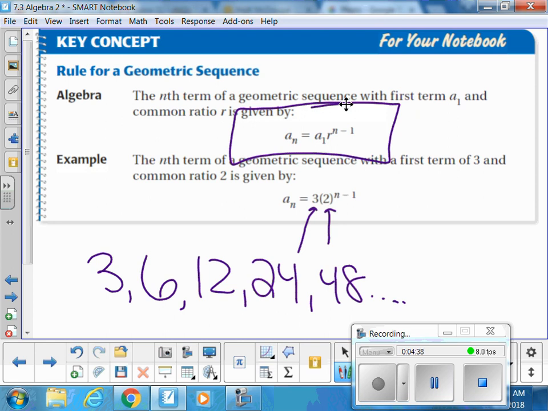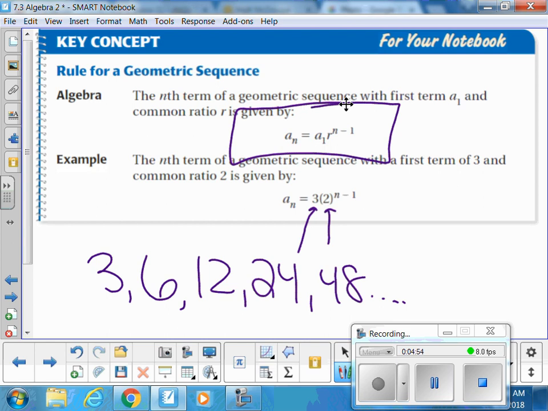And just so we're clear how the formula works, this formula could help you find any term. We could use this formula to find the 50th term. Do you know what you would do? You would just plop a 50 in for n. It's probably going to be a really big number.